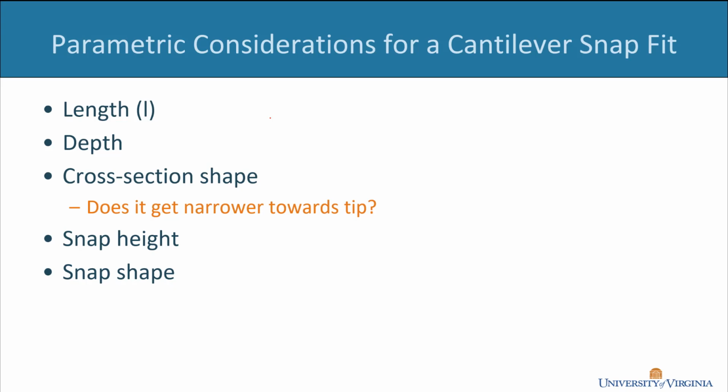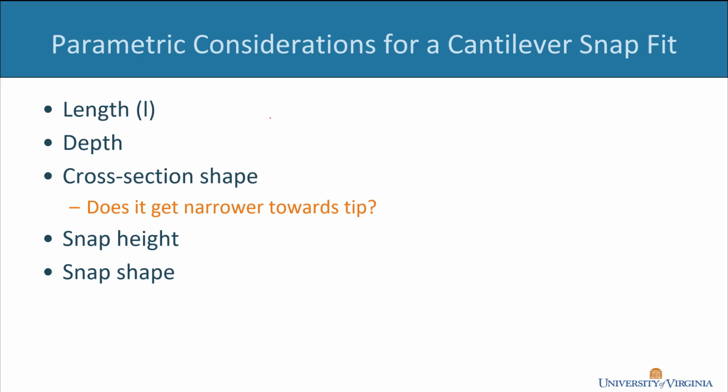All right. So as I would think analytically as you're designing a snap fit, if you're designing one that's a cantilever style, certainly the length of the snap fit is a parameter that you need to be thinking about. The depth, so the third dimension that I've drawn on a few of these drawings, like how wide do you want it to be? And then, does it get narrower towards the tip? How much narrower does it get? That's a question to have.